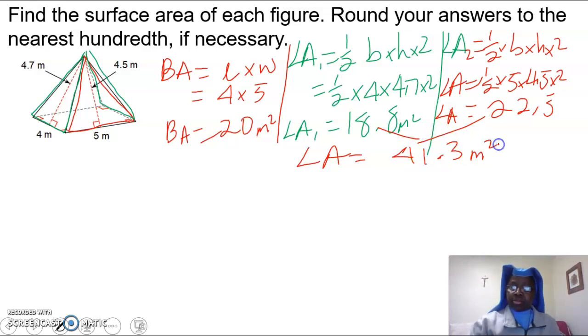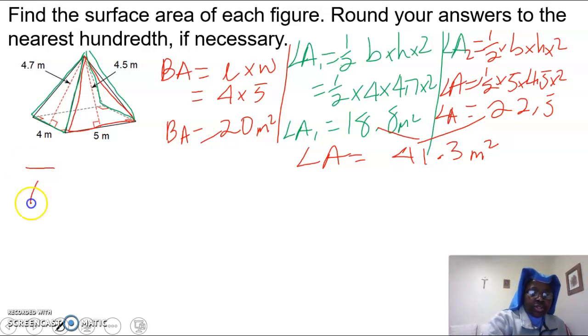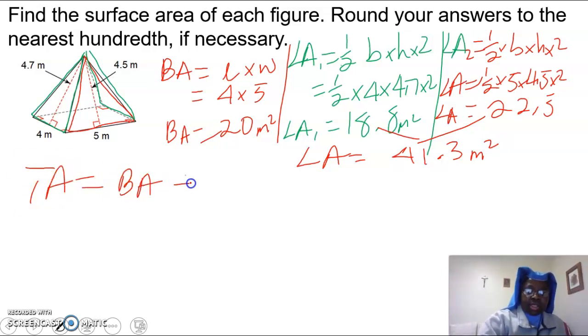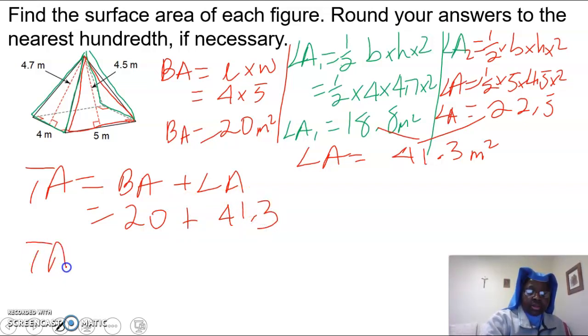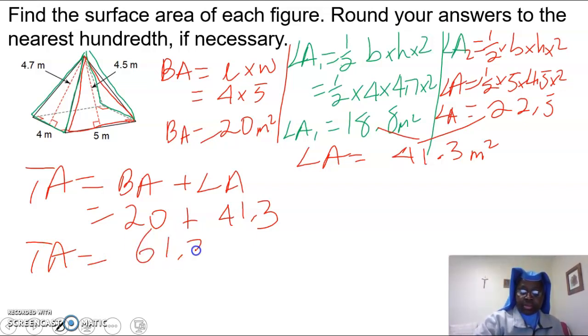So the total lateral area, we add those two, and we get 41.3 meters squared. And so the total area then is going to be the base area plus the lateral area, which is 20 plus 41.3, which is 61.3 meters squared.